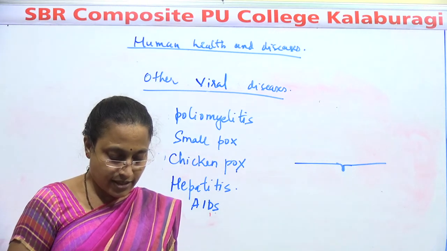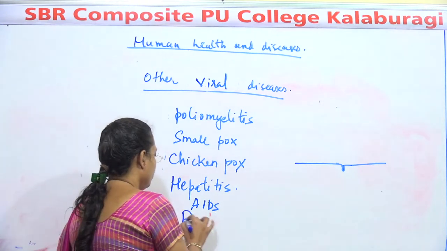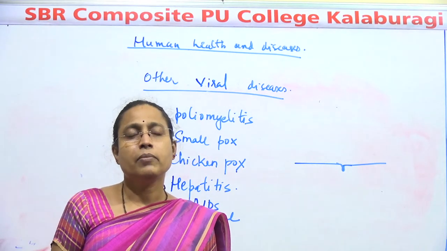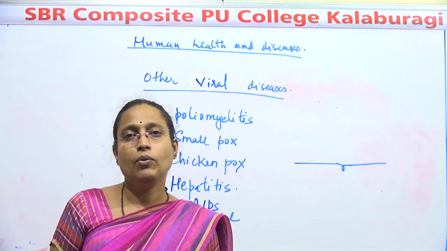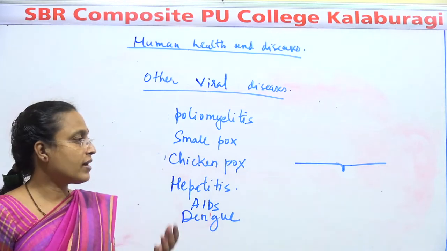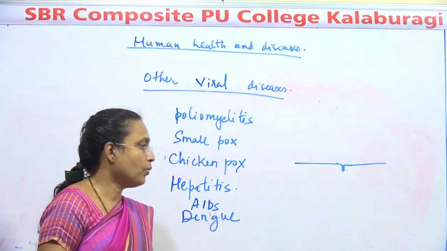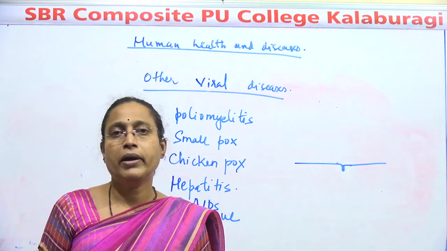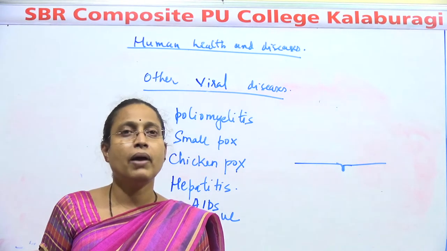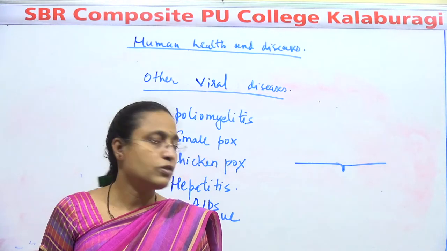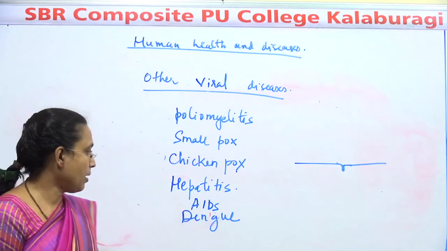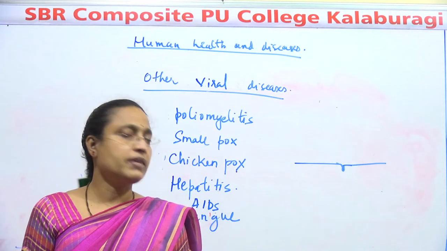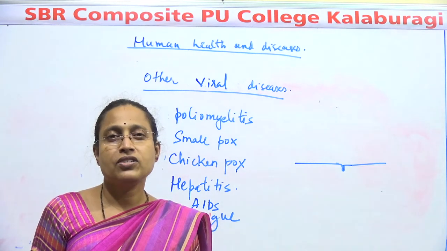Then the next disease is dengue. Dengue is caused by dengue virus, which is actually a flavivirus. It's a group of viruses, the flavivirus group, that cause dengue. Symptoms include high fever, joint pain, and pain around and at the back of the eyes, so the person feels more pain when moving the eyes. There is no specific treatment given. However, rest is advised and certain supportive medications will be given.